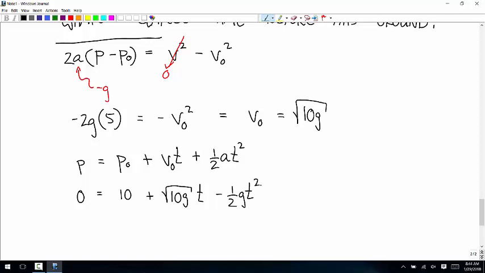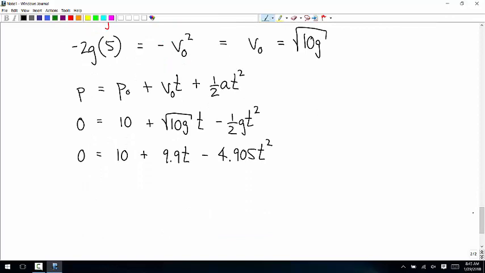Then you can use the quadratic formula to solve for that. I didn't plug it in and calculate numbers, but this is something like 0 is equal to 10 plus 9.9 t minus 4.905 t squared, and use the quadratic formula. What did you get for that? 2.76. Okay.